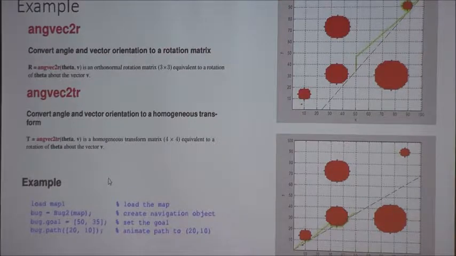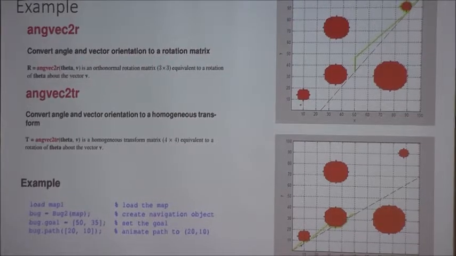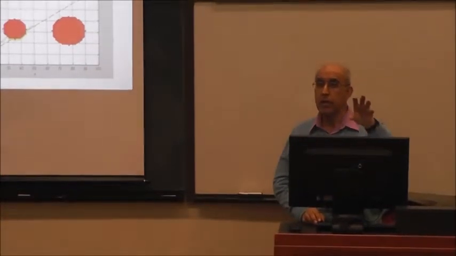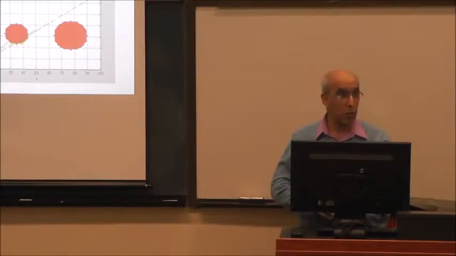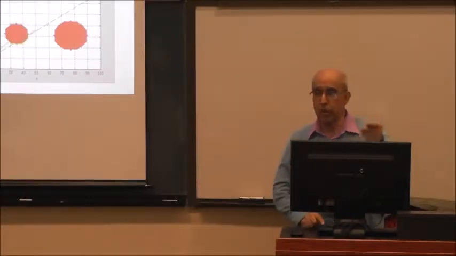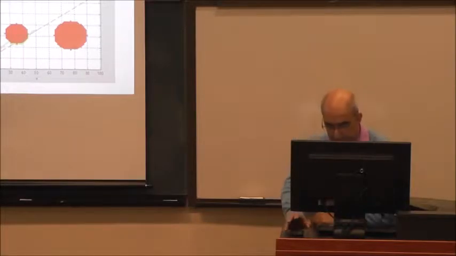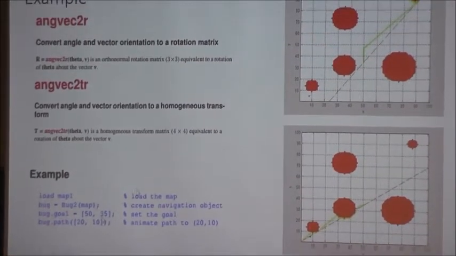And here are some more examples. You can convert an angle and vector orientation to a rotation matrix, or you can, for example, load a map. Later on, when you do the toolbox for mobile robots, I will give you problems like this. I give you the dimensions of an environment, in 2 dimensions let's say, and I put a bunch of arbitrarily located obstacles. You need to write your program, go through the toolbox, and move your robot from point A to point B without hitting those obstacles. So you will do a lot of mapping.